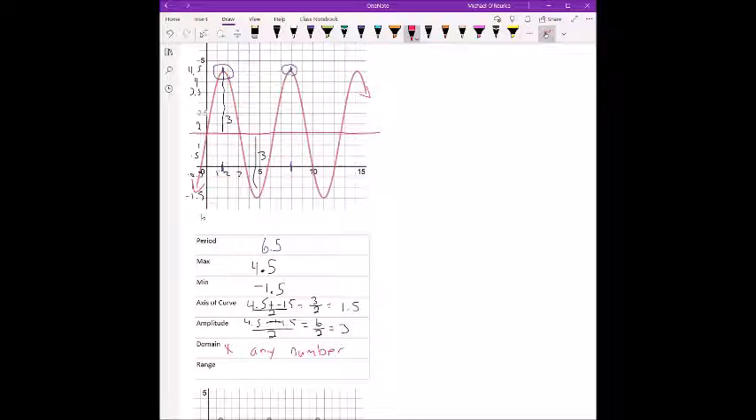So what's my range? Can you guys give me my range? What would I type in for range? 1.5 to negative 1.5. Perfect. 4.5 to negative 1.5. Excellent.